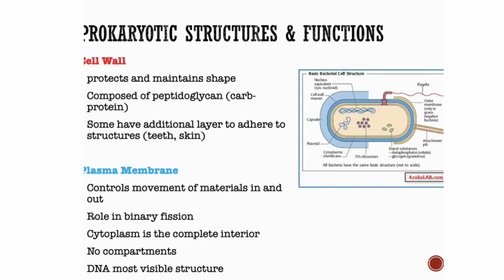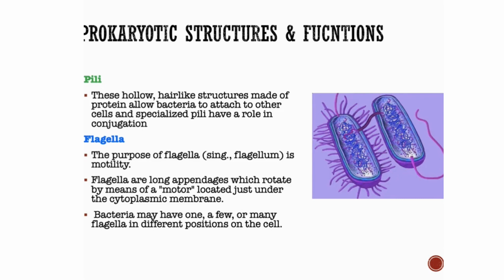So prokaryotic structure and functions. First of all, let's get to know the cell wall. The cell wall protects and maintains the shape, composed of peptidoglycan and proteins. Some have an additional layer to adhere to the structure, such as teeth and skin. Plasma membrane controls movement of materials in and out, with a role in binary fission. Cytoplasm is the complete interior, no compartments, and DNA is the most visible structure here.